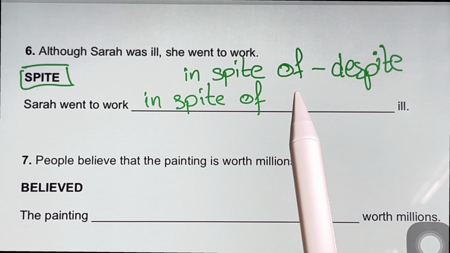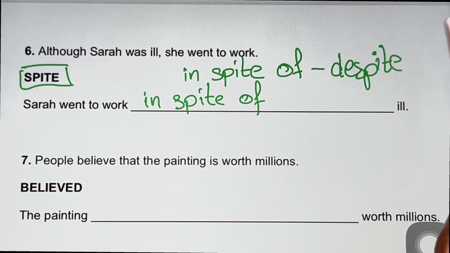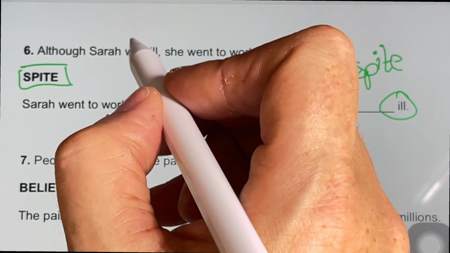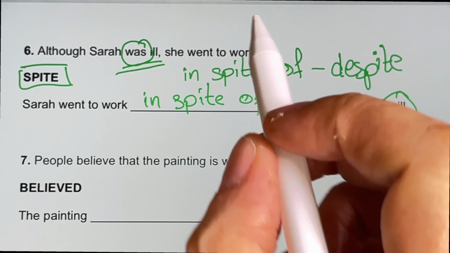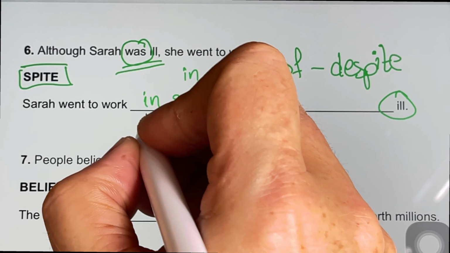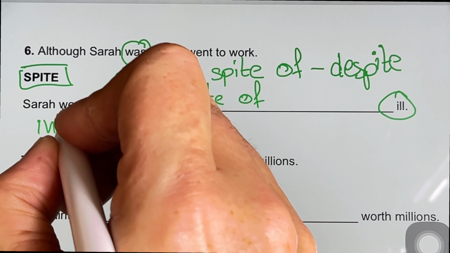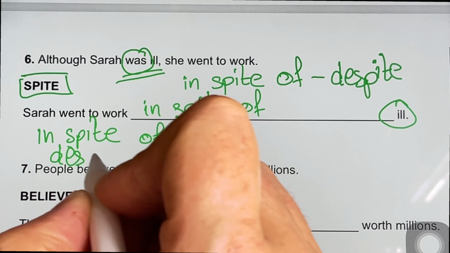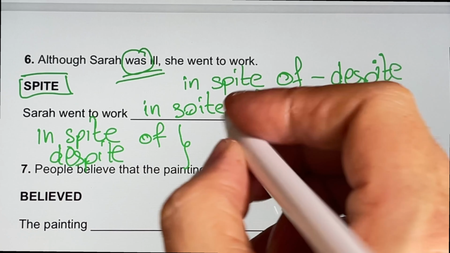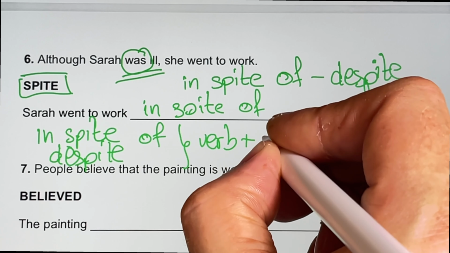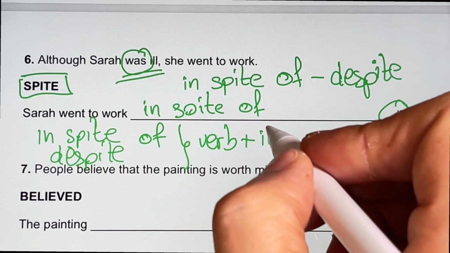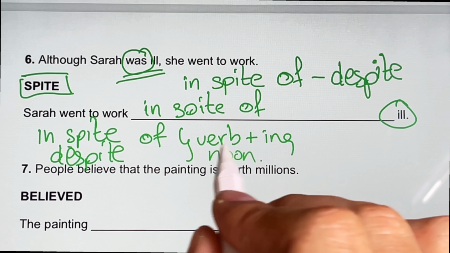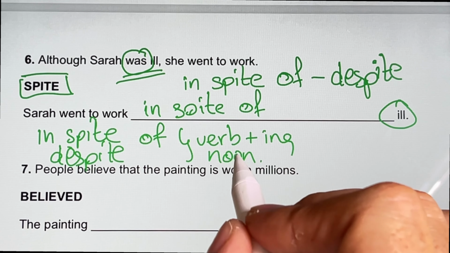Now, here you say, okay Anna, but how do I do this? Because it says "ill" in here. This tells me that she was ill. After this "of", in spite of or despite, we need to use the verb plus -ing, or we need to use a noun. This -ing makes the verb a noun also.